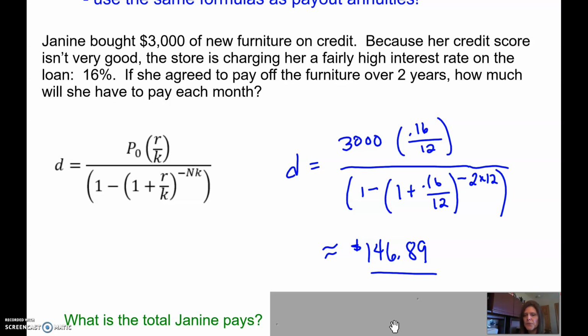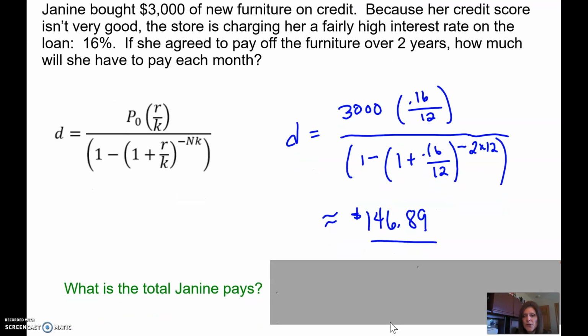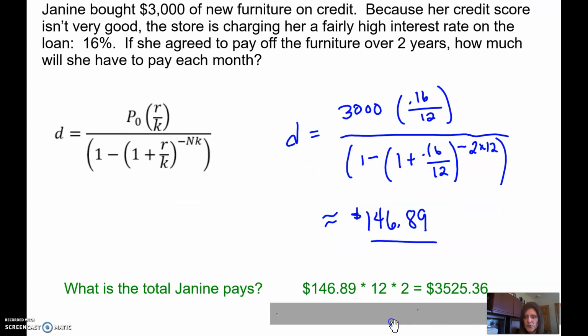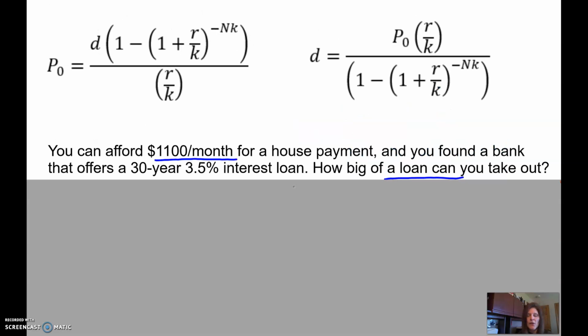It always is a question in my head, how much did she actually pay for this furniture? She makes this monthly payment for 2 years. So $146.89 times 12 months in a year times 2 years means she's paying $3,525.36 for her $3,000 worth of furniture. This is just a good example of why, if you can, save your money first, then go buy it. Not always possible, but if you can, you will save yourself a lot.